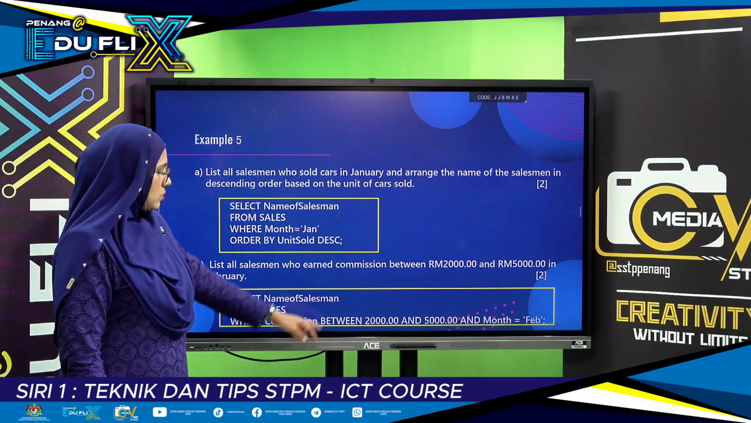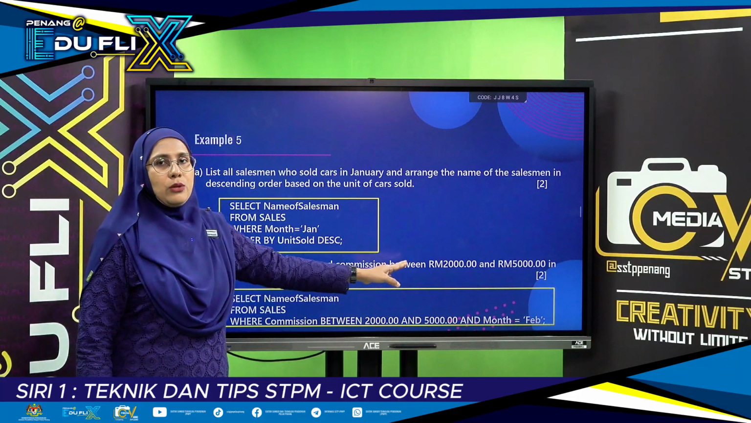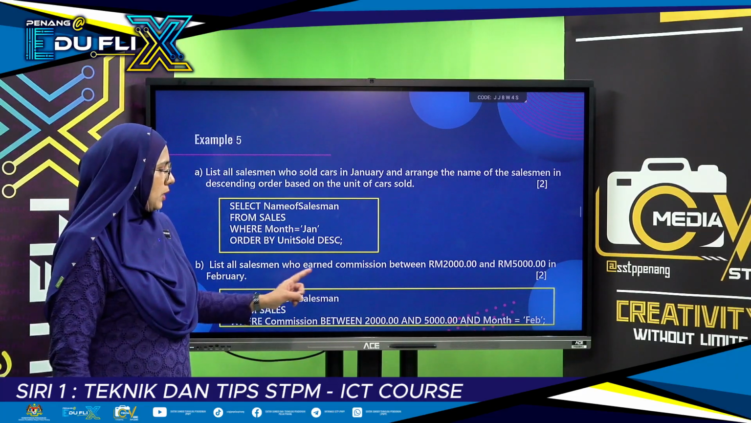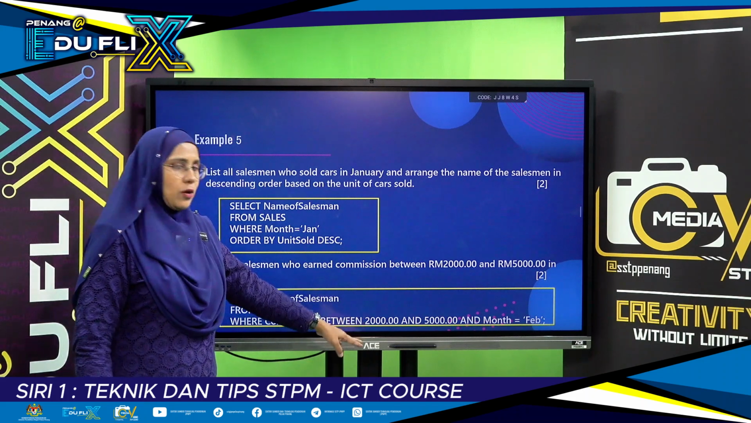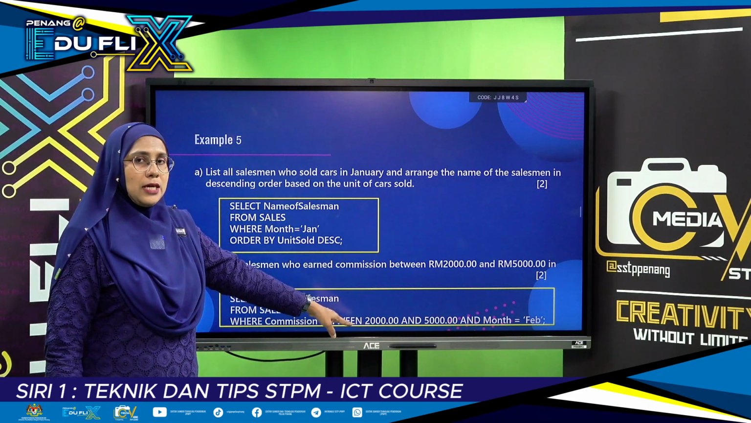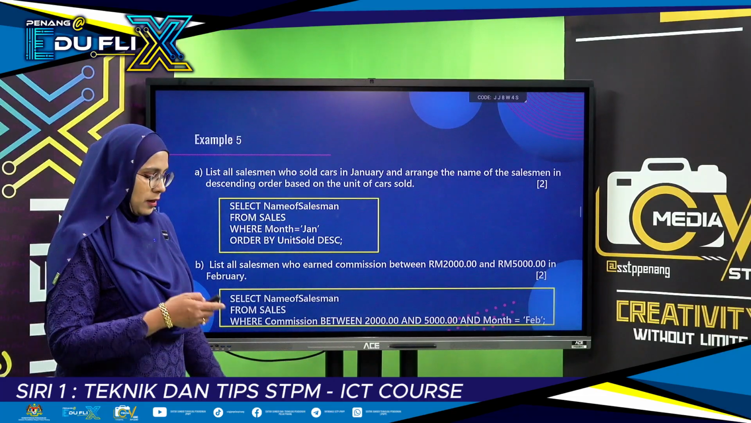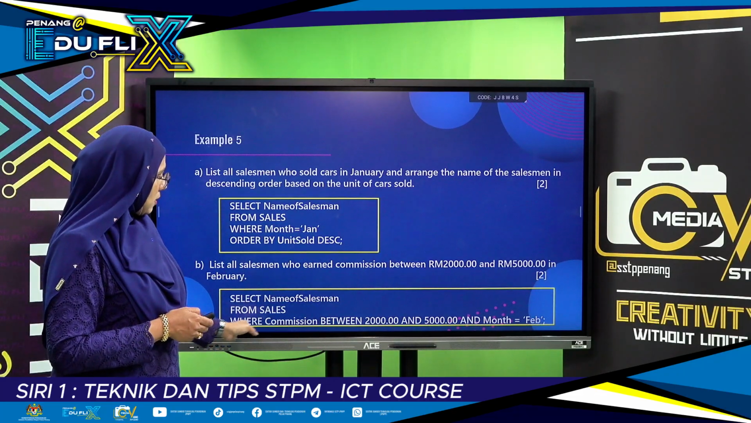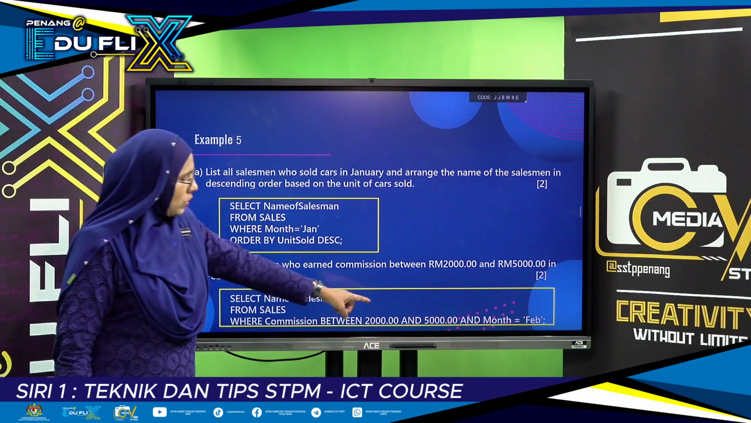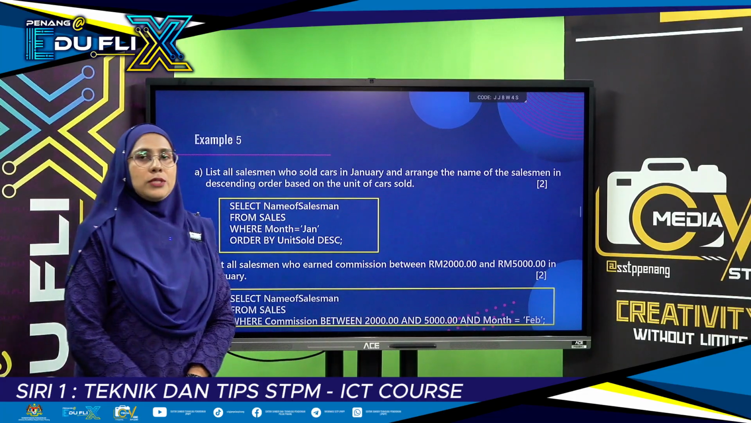So don't include RM. RM is not included, only the number. Take only the number, because RM is just in the question. So for data we just key in the number. We don't key in RM in data. So this is how we write using a few conditions. We use AND.